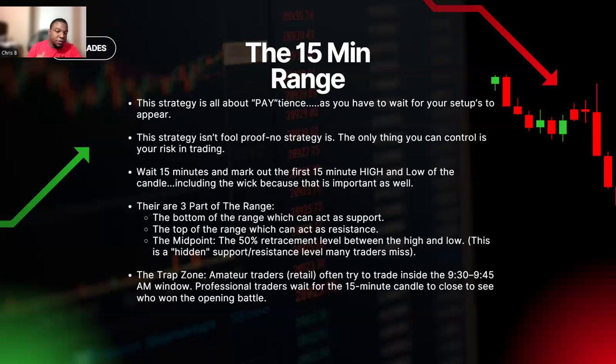Because inside the range, usually, if we don't break out, that means two things. There's not enough price action and volume to push us out of this range, or they're waiting for something. It's our job to just wait and to see who's going to take control, because anything can happen inside the range. But once we get outside the range, we know exactly who has full control.